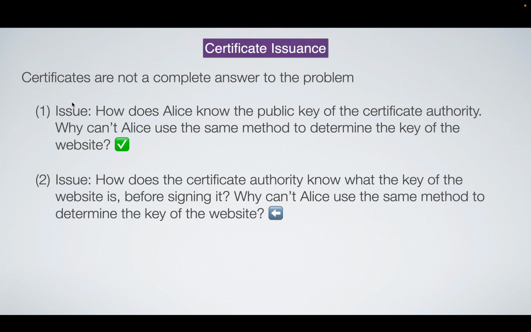Okay, so we've done a pretty good job, I think, of answering the first question. How do we know the public key of the certificate authority? Well, it's either in our computer or we got it from another certificate, and that certificate was in our computer. Ultimately, it has to chain back to something that's in our computer, otherwise we reject it.